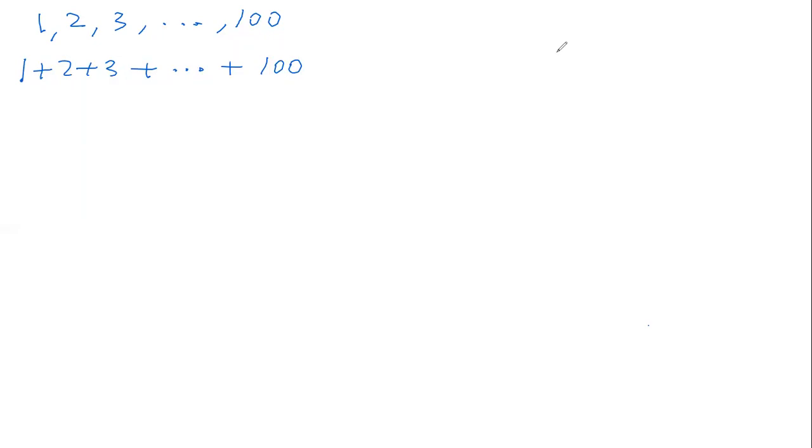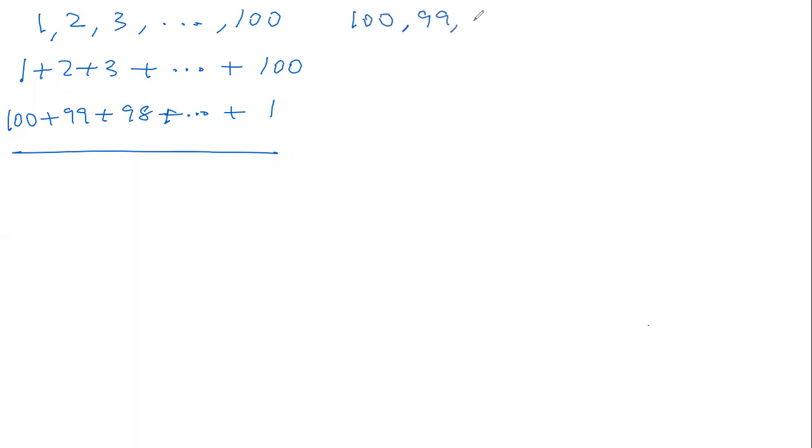And this will take time, but it will get done. But there is a smarter way. And the smarter way is we can also imagine another sum, 100 plus 99 plus 98 plus dot dot dot plus 1. Or you imagine the reverse arithmetic progression which starts from 100, decreases by 1, and goes all the way till 1.